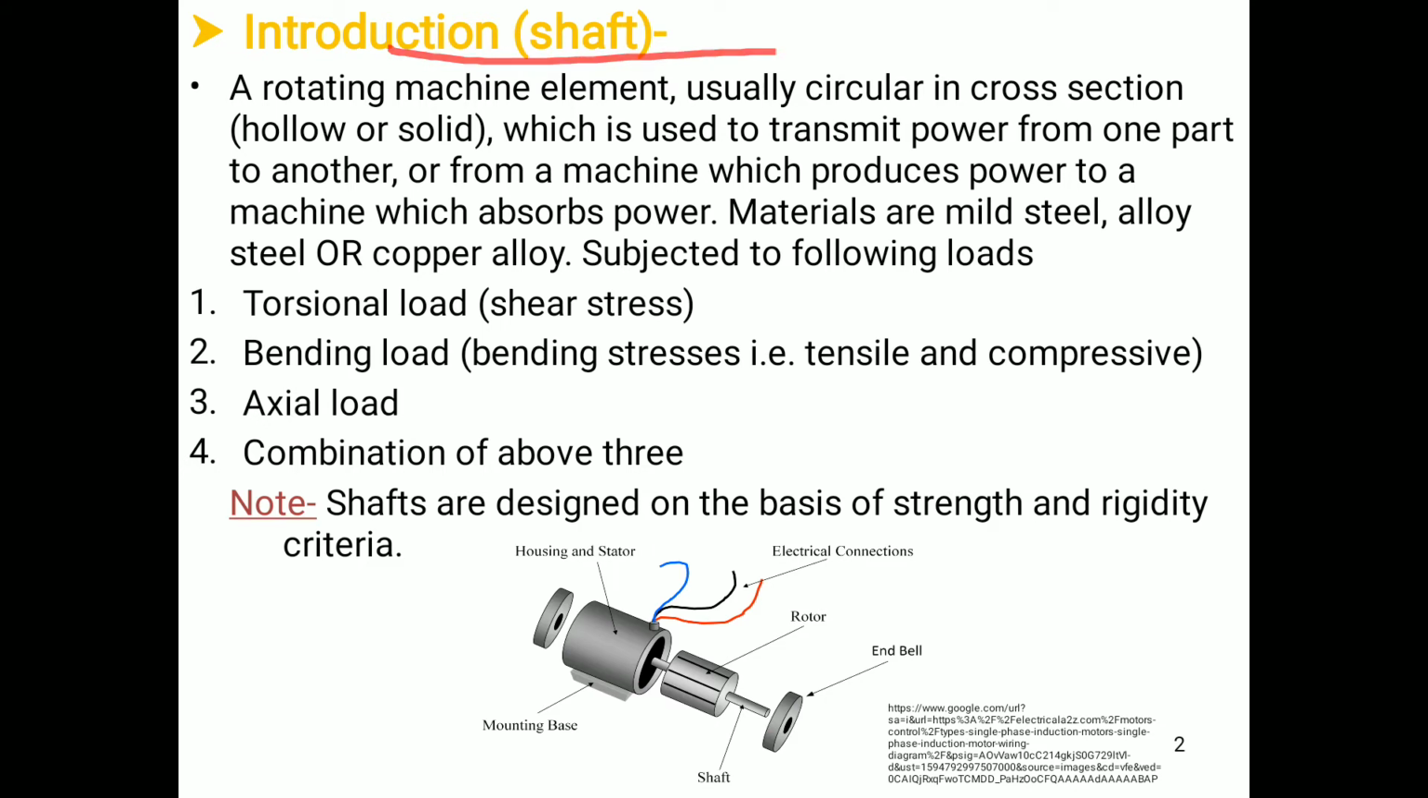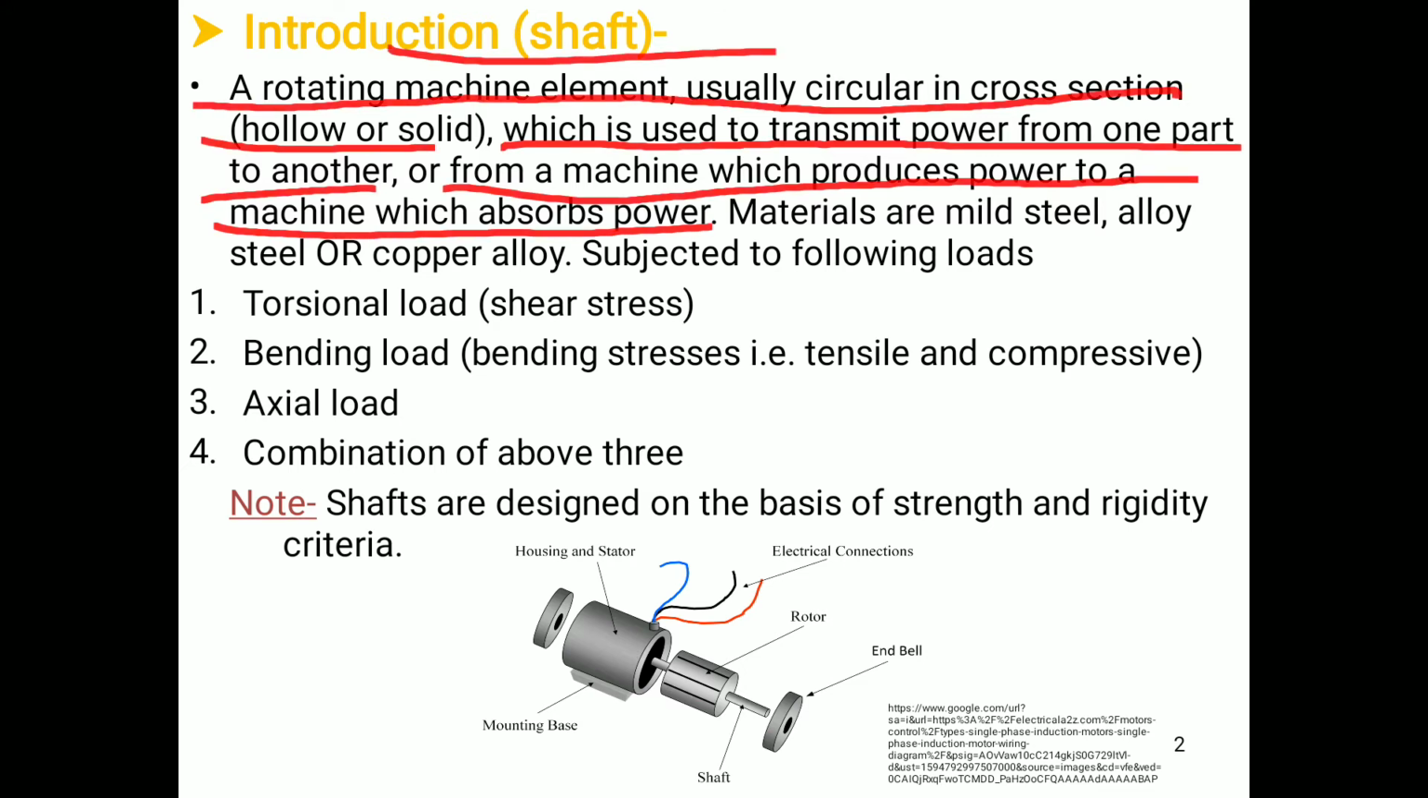So shaft is a rotating machine element, usually circular in cross section. It may be hollow or solid, which is used to transmit power from one part of the machine to another part of the machine, or from a machine which produces a power to a machine which absorbs the power. This is the simple definition of the shaft. Shaft is a rotating machine element which is used to transmit power from one part of machine to another part of the machine.